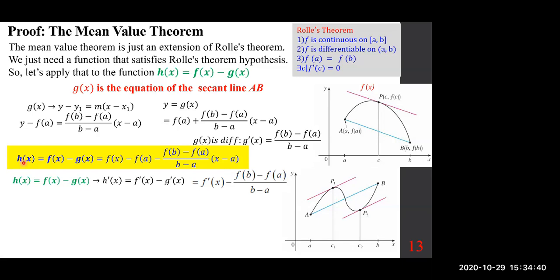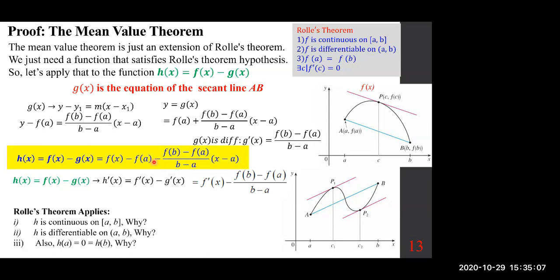H is a continuous function. It's a differentiable function. Okay. And if you plug in a, I hope you realize, if we replace the x with a, everything cancels out, we get 0. If you replace it with b, you end up with 0 also. So take a look at what happens.